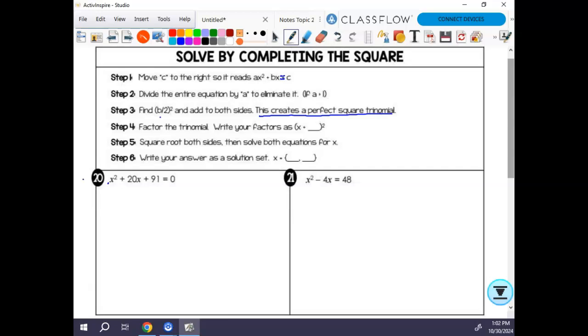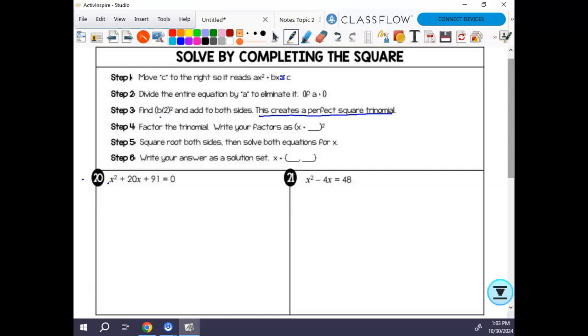Because like on 20, if I tried to just solve it by factoring like we were doing the other day, you can't. Not everything can be solved that way. Then we factor the trinomial and write our factors as x plus whatever squared, and it is actually b over 2, okay? And then we square root both sides and then solve both equations for x, write your answer as a solution set, and so forth.